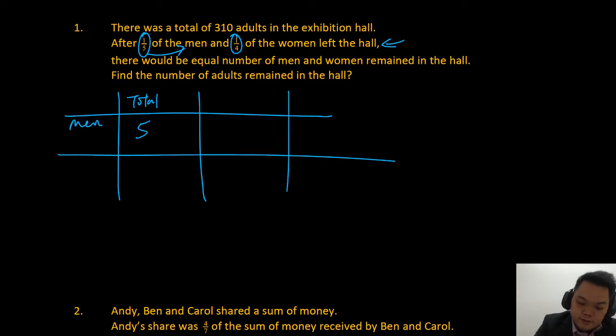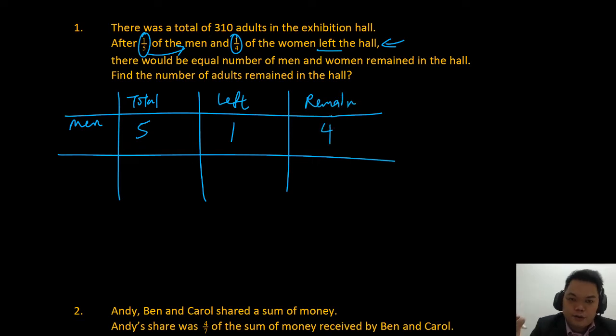Okay, and one of these portions left the hall. So your remainder over here, you're going to have 4 portions of men remaining behind. Okay, so for your women, 1/4 of the women left the hall. So over here, your women can be split into 4 equal portions. Okay, one of them left the hall, another 3 more will be remaining behind.